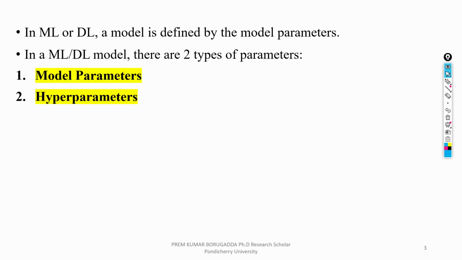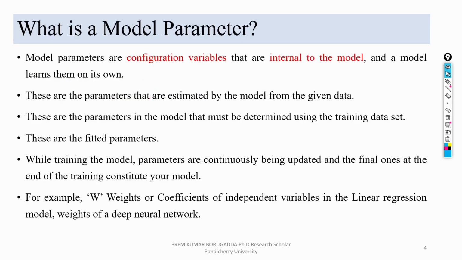So in machine learning and deep learning, a model can be defined by the model parameters. Basically there are two types of parameters. One is model parameters, the second one is hyperparameters. Now we are going to discuss them in detail. So what are model parameters?